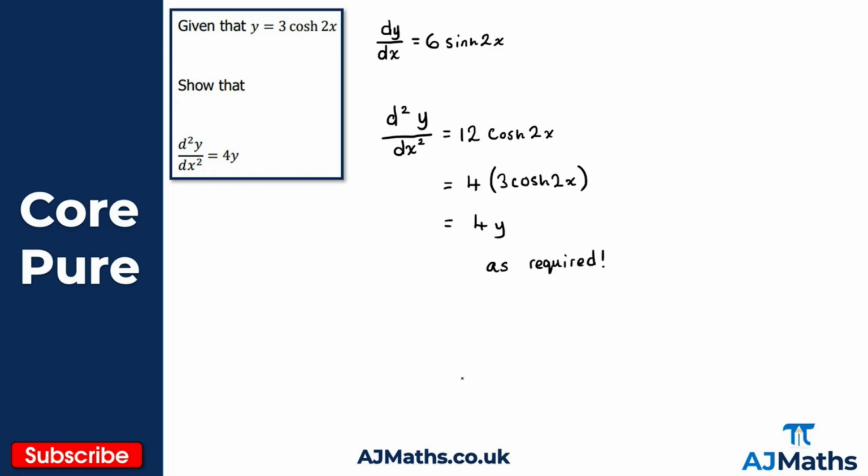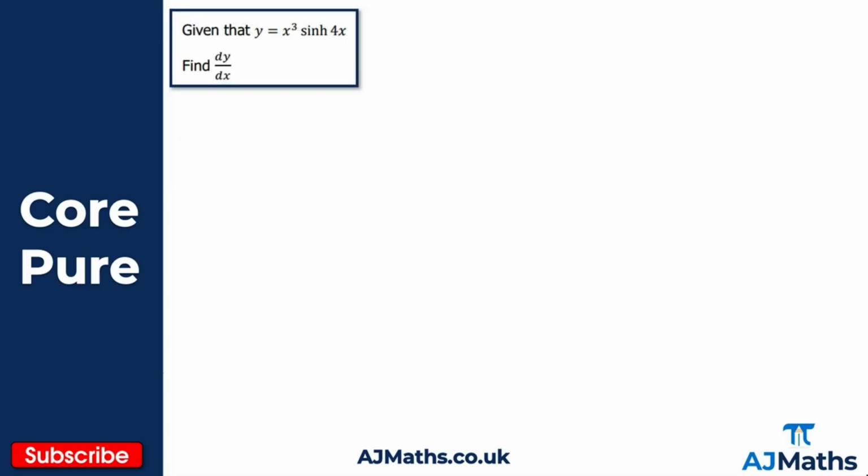And that gives us the solution there to question 1. Moving on to question 2 then, we've been given that y is equal to x cubed sine 4x, and we're asked to find dy by dx. Now what you need to notice here is that we have a product of functions. So in that case, if we have a product of functions and we need to find the derivative, we need to make use of the product rule.